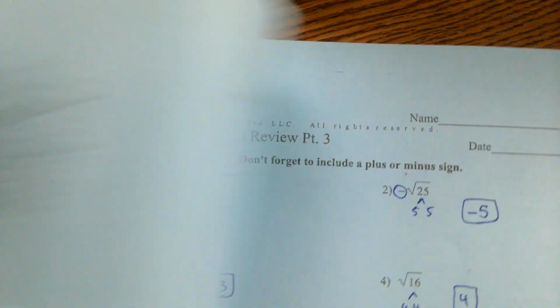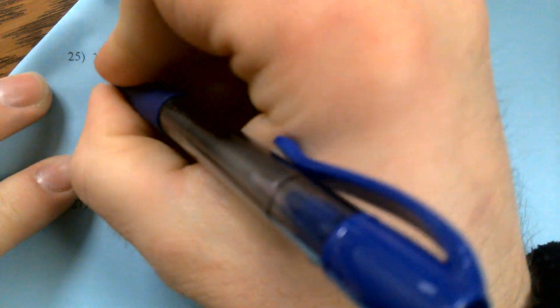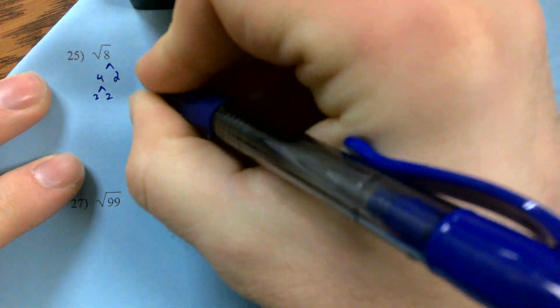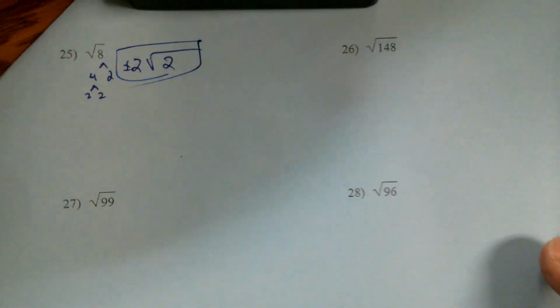All right, second page. That was a lot for the first page only, but second page, we're still simplifying here. 8, 4 times 2, 2 times 2, plus or minus 2 root 2 is our answer. I'm going to kind of breeze through these now. We're getting a little bit quicker here.